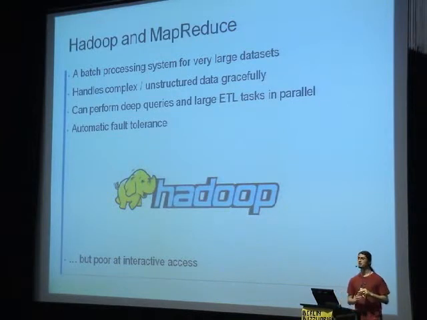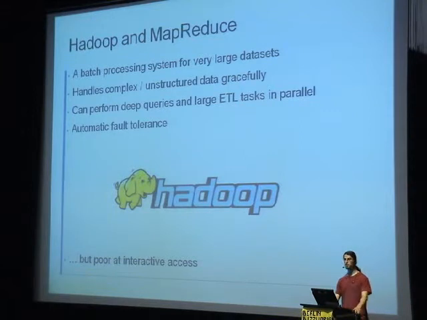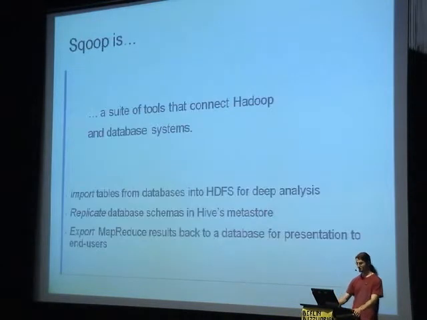The major trade-off that you're making with your Hadoop system, however, is that in exchange for very powerful batch data processing, it's very poor at interactive access. So here's where we see one of the major strengths of a database compared to Hadoop. So we could use both, but how do we use them together?